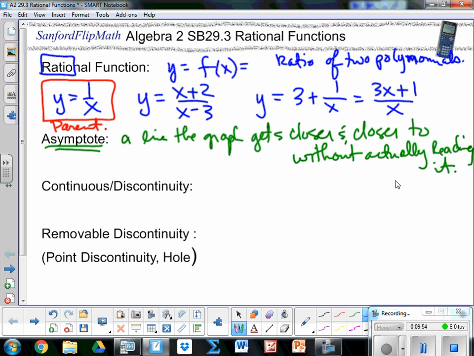A continuous graph is a graph that is connected. You can draw the whole thing without picking up your pencil, without picking up your pen, without picking up your marker. That's what a continuous graph is. That's what a continuous function is. So a discontinuity is a break in the graph. It's a spot where you can't draw and connect it to the other side.